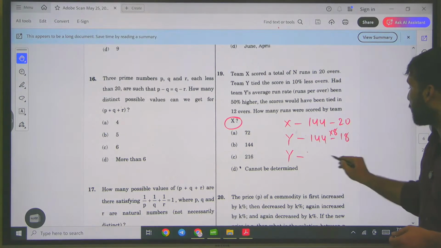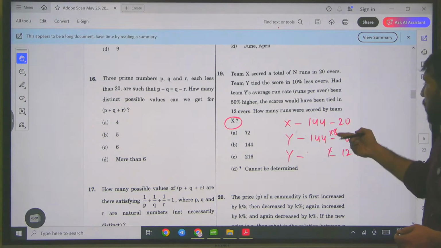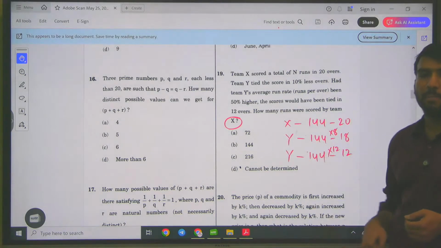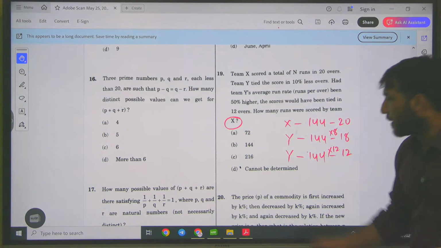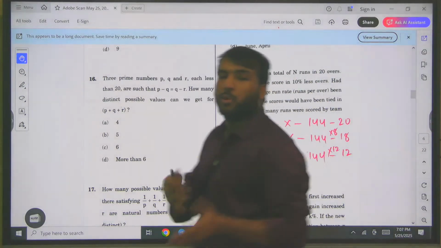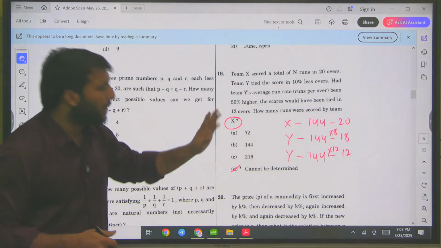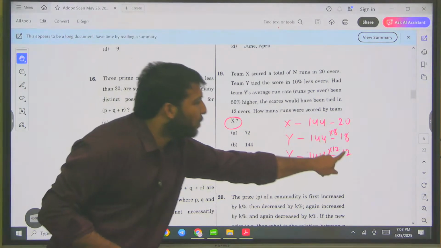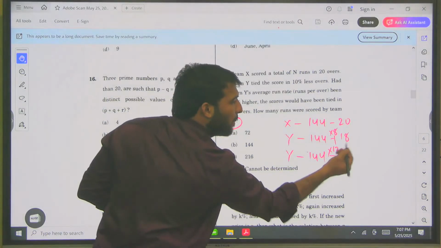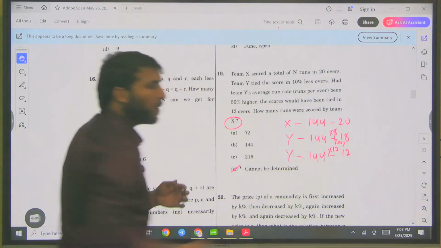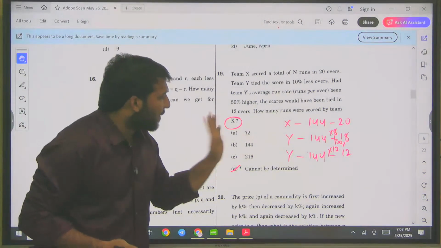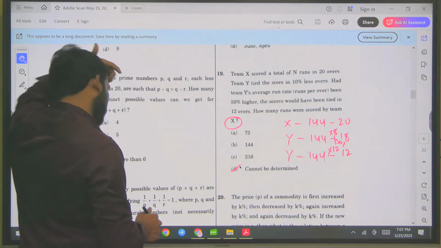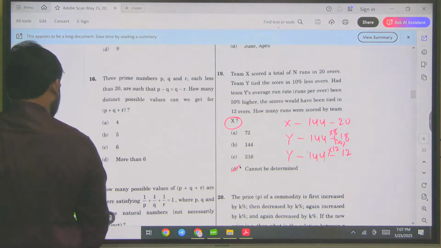it will be 8. So 8 runs, 50% higher means 12. 12 into 12, 144. I am getting every option. Each and every option. If I am getting more than that, my answer will be cannot be determined. So I am not able to determine an answer because I am getting 72 as well as 144. 18 eights are 144, 12 twelves are 144. How does 18 become 12? Because of 50% higher rate. Clear? And if I take 72, I am getting the same answer. And if I take 216, I am getting the same answer. Clear? That's it. Next question.